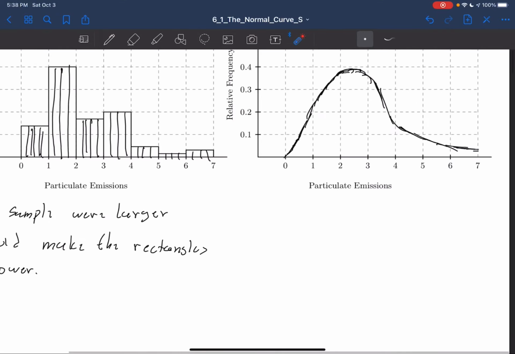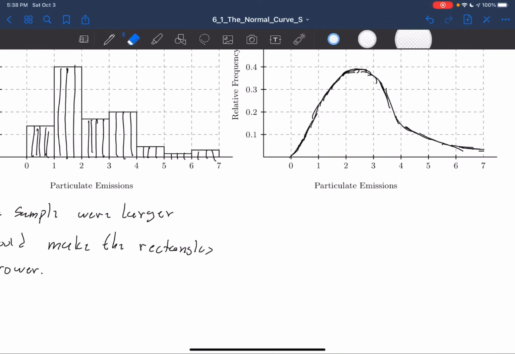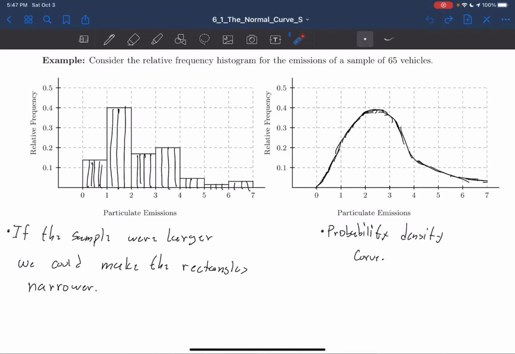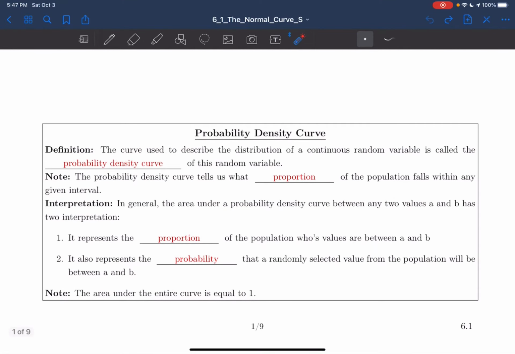So this is what is called a probability density curve. And this is the theme of this section. So let's go over some definitions. The curve used to describe the distribution of a continuous random variable is called the probability density curve of these random variables. A couple of things you want to note is that the probability density curve tells us what proportion of the population falls within any given interval.